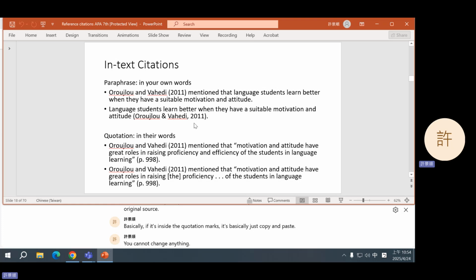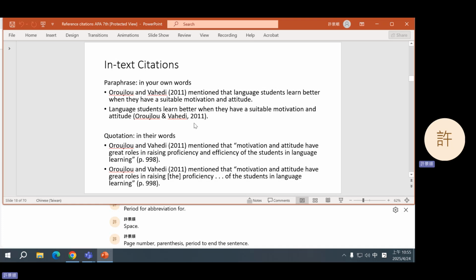And then if you do provide a quotation, you have to give me the location inside that source. So, for example, in this example, the quotation comes from page 998. So, end of quotation, no period, space, parenthesis, P for one page, PP for more than one page, period for abbreviation, space, page number, parenthesis, period to end the sentence.